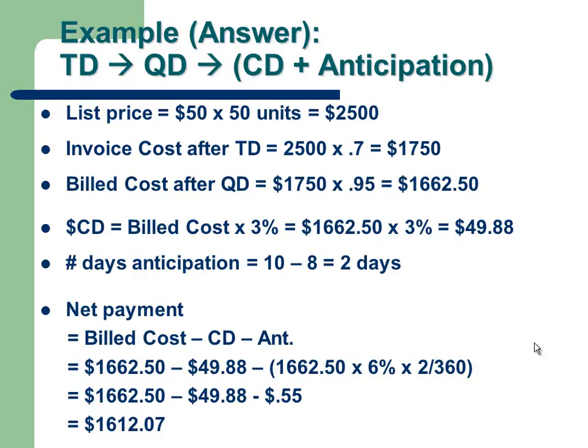So your net payment will be the billed cost minus cash discount minus that 55 cents of anticipation, which leaves the buyer with $1,612.07 as the net payment to be paid to the vendor.